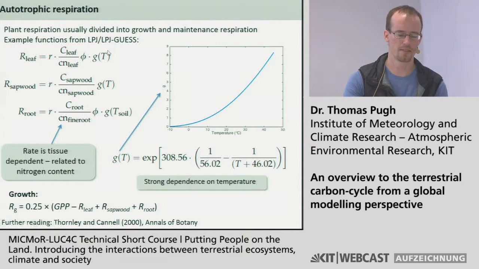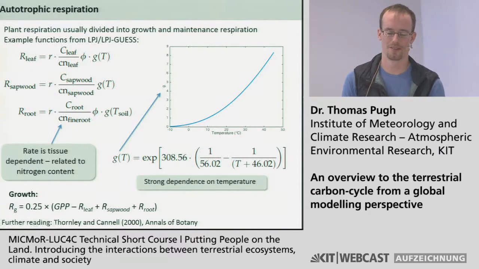And then we modify this by a function that's dependent on temperature. This is the temperature function in the LPJ models, at least the ones that I've been working with. And you see that the function increases very strongly with temperature. In reality, there's some kind of maximum, but many models don't take this into account. So as the temperature increases with climate change, for instance, we get a strong increase in respiration in these models.